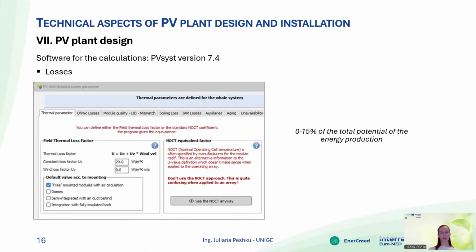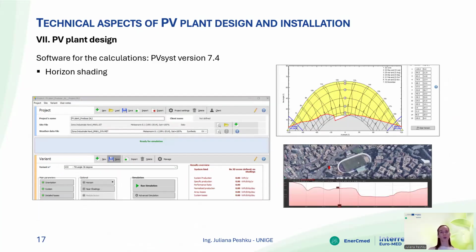Then particular attention needs to be paid to defining the losses, as they can decrease the plant's total energy production by up to 15%. The horizon shading depends on the topography of the area, so it is more relevant for mountain areas. It can be defined by importing the 3D topography inside the software, but PVsyst's software doesn't allow that. So we can use Google Earth Pro and extract some elevation profiles to define the height in degrees for each azimuth.